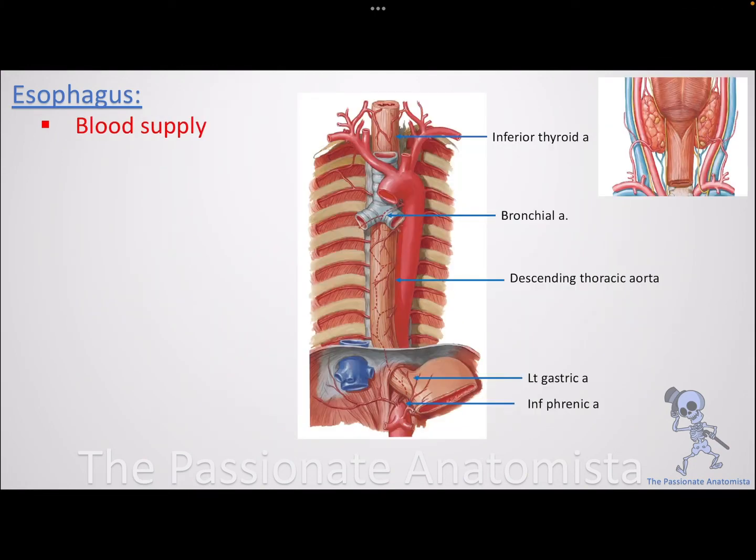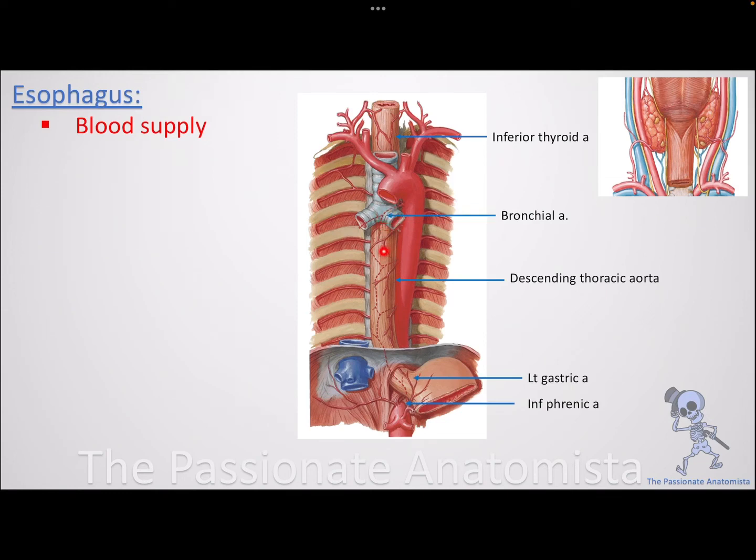Now, the blood supply of the esophagus is taken by esophageal branches of the nearby structures. Remember that in the cervical part, we had the thyroid gland. Can you see that the inferior thyroid vessel, which is basically coming from the subclavian, goes all the way to the thyroid. This inferior thyroid is going to give esophageal branches. And as it proceeds, you will see the bronchial vessels.